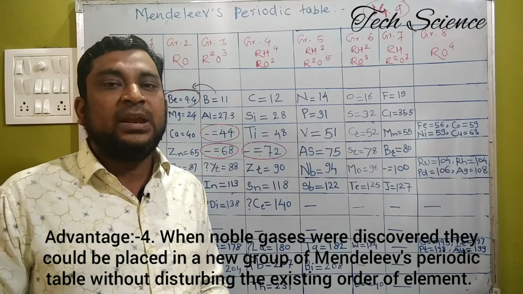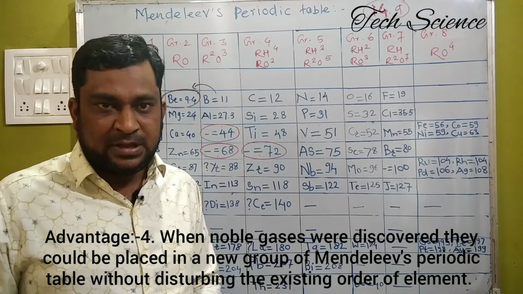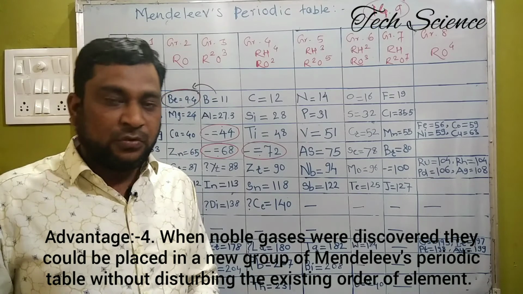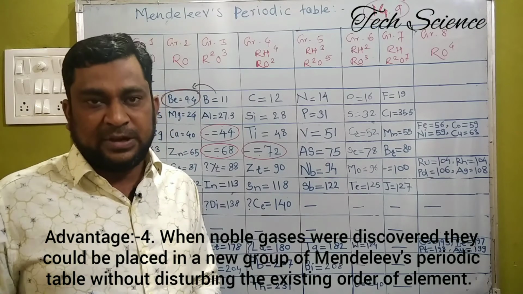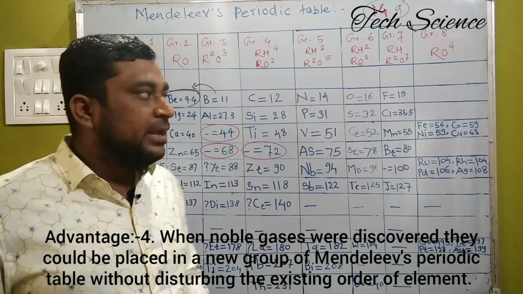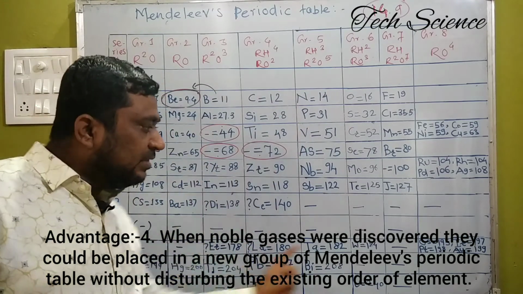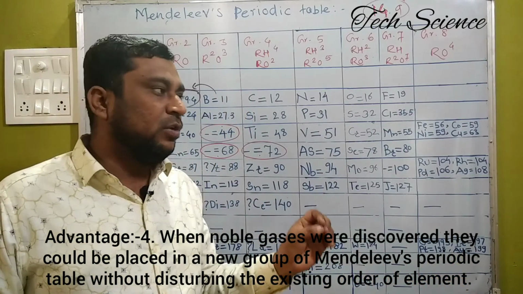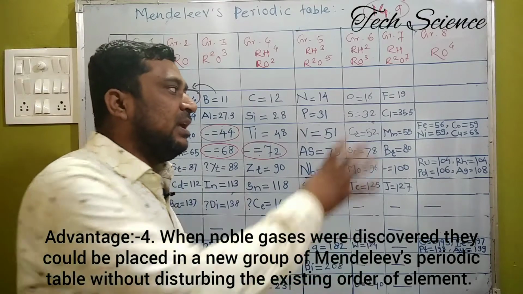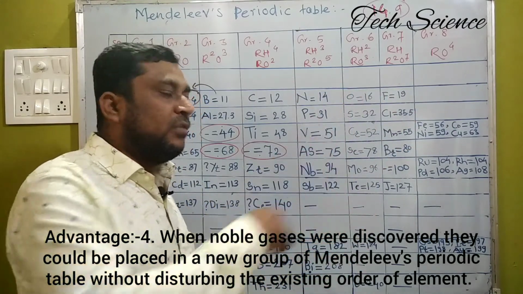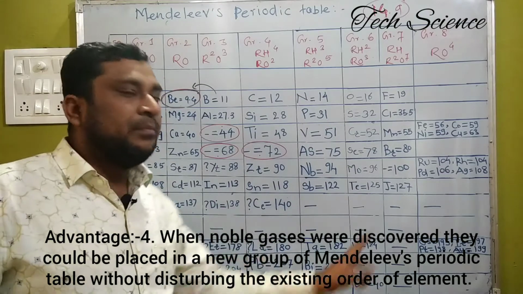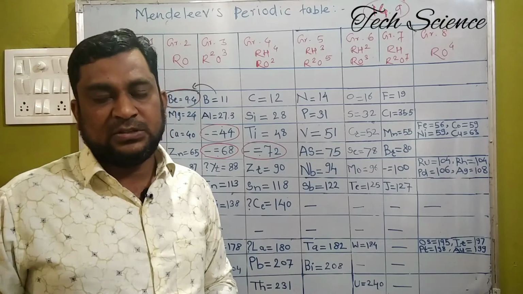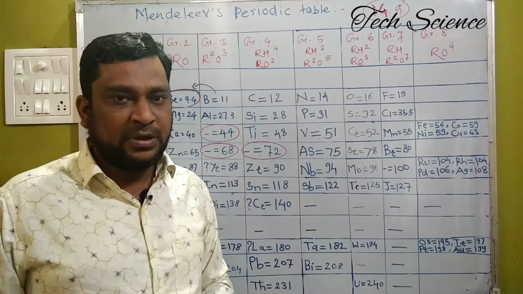At the time of Mendeleev, the noble gas elements, we can also say the inert gas elements, in the modern table called zero group elements, were not yet discovered. So when the zero group elements, the inert gas elements, were discovered, in Mendeleev's table, without disturbing the other elements, Mendeleev's table automatically created the zero group, and they were placed at the end, at the boundary of this periodic table, without disturbing the main elements. So these are the four advantages, or merits, of Mendeleev's periodic table.